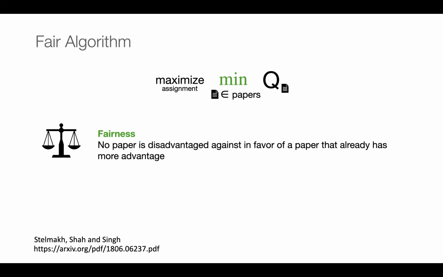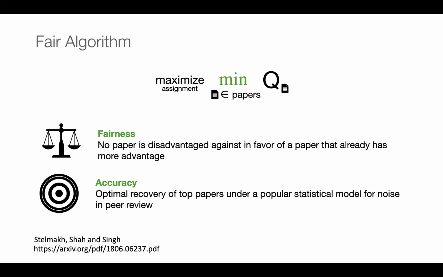But in fact, we designed an algorithm which is, by design, fair, because in this way we cannot really assign some paper to weak reviewers without good reason, because we are forced to find good reviewers for all papers. And secondly, we show that this algorithm is also statistically optimal for recovery of top papers under a popular model of noise in peer review. I'm not going to talk about this algorithm in detail. It is very detailed and nuanced, but let's see how they compare to each other.